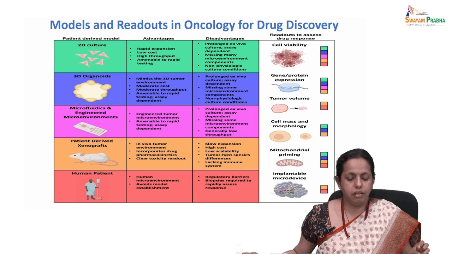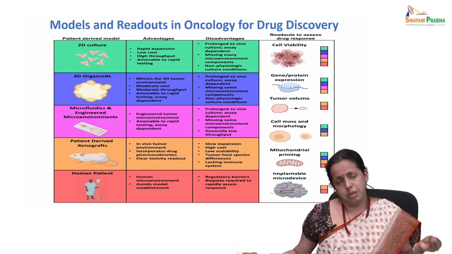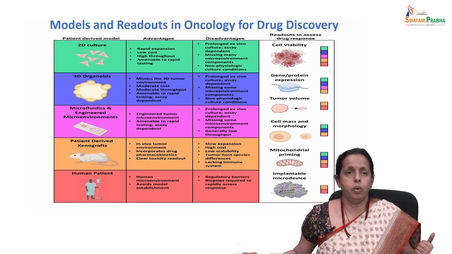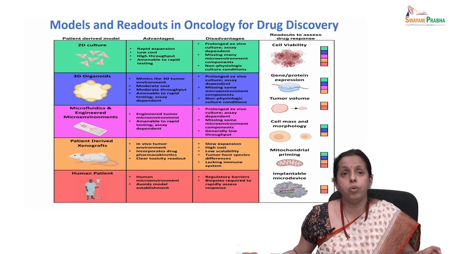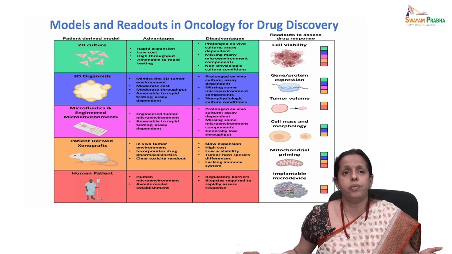Now, what exactly are your readouts? What do I mean by readouts? How do I really measure? You need to have a measurable. For example, you do an ELISA, you have a spectrum reading. Or you do any other colorimetric assay, you have a reading. How do I know if my drug has worked on any of my models? For this, I use different models.